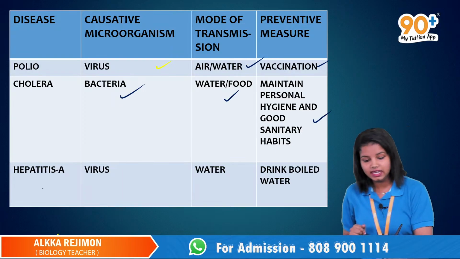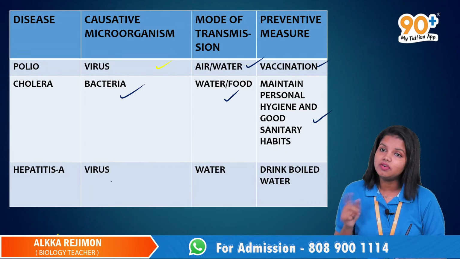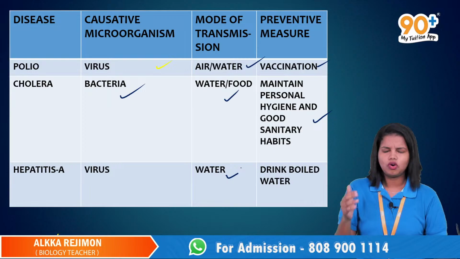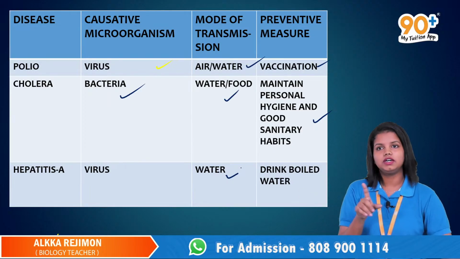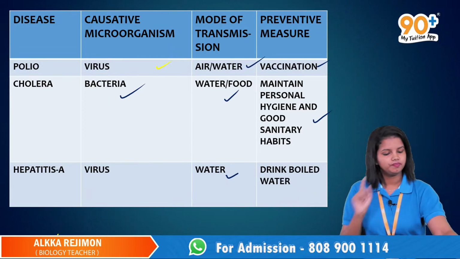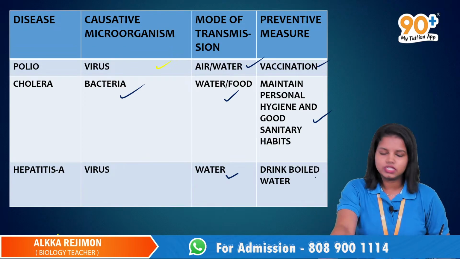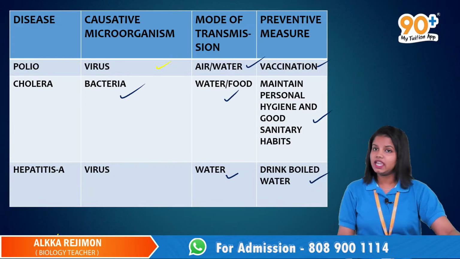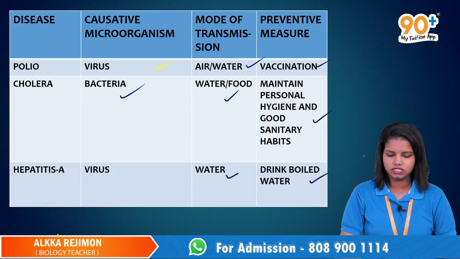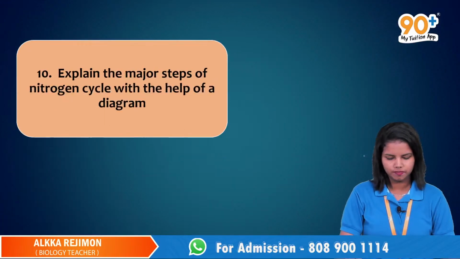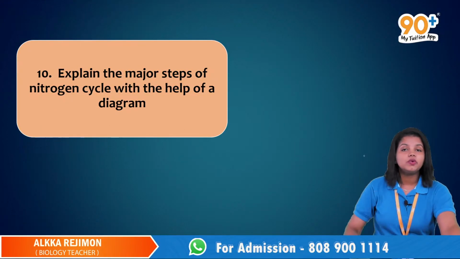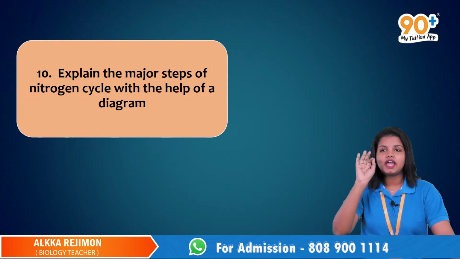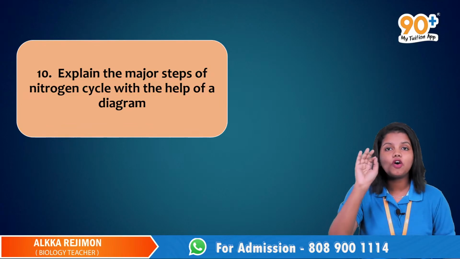And finally, hepatitis A is another viral disease which is transmitted through contaminated water. And this can be prevented by using water which is properly boiled. So that's again about the human diseases caused by microbes. And let me explain the final question. It is: explain the major steps of nitrogen cycle with the help of a diagram.